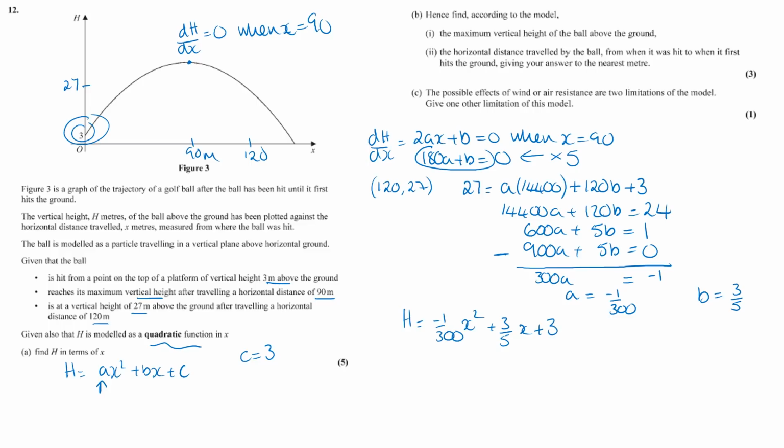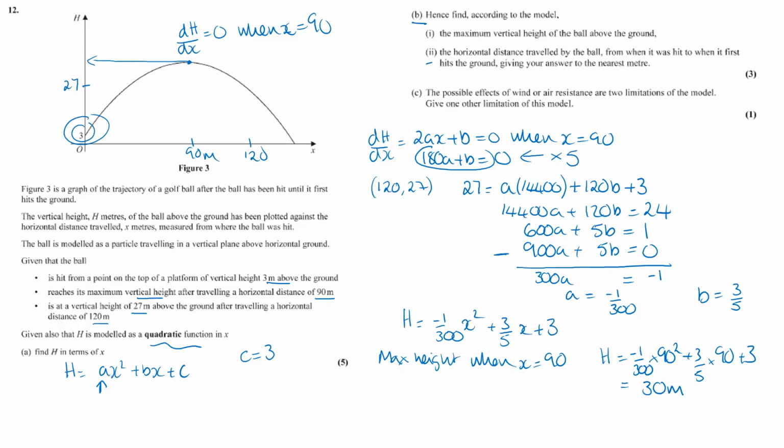Okay, part B, find according to the model the maximum height of the ball above the ground. So that's how high this goes. So max height when x is equal to 90. So just feed that in. h is going to be -1 over 300 times 90 squared plus 3/5 of 90 plus 3, and on your calculator that will come out to be 30 meters.